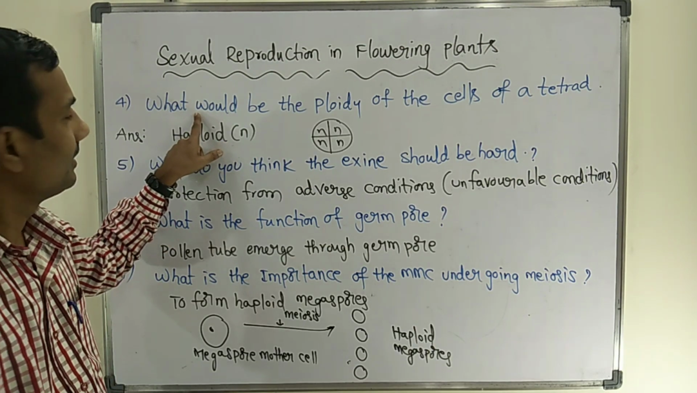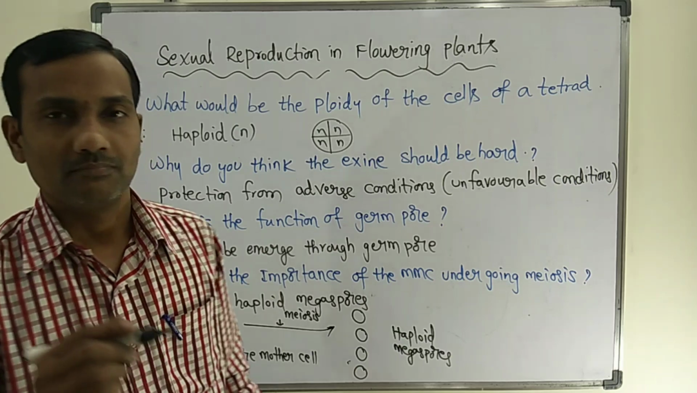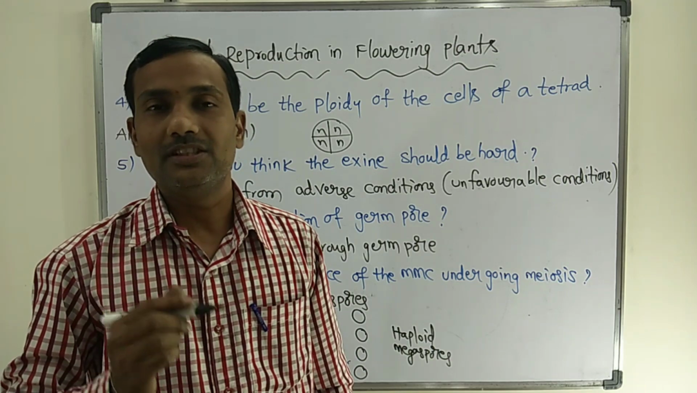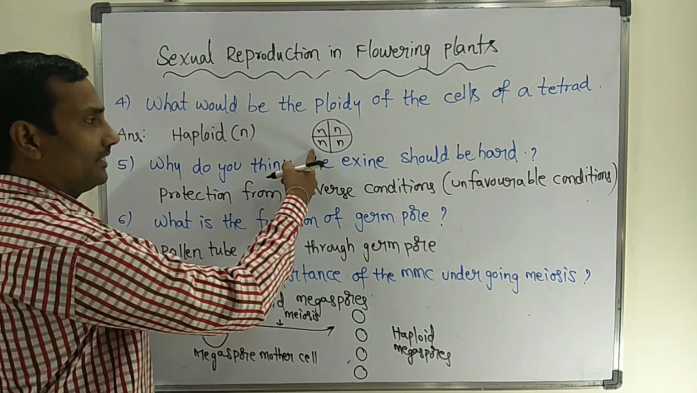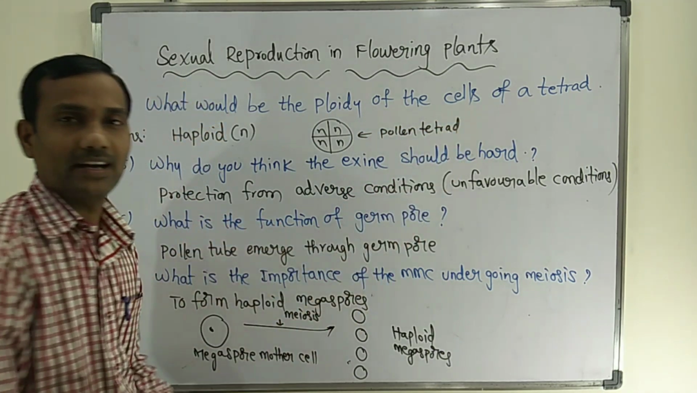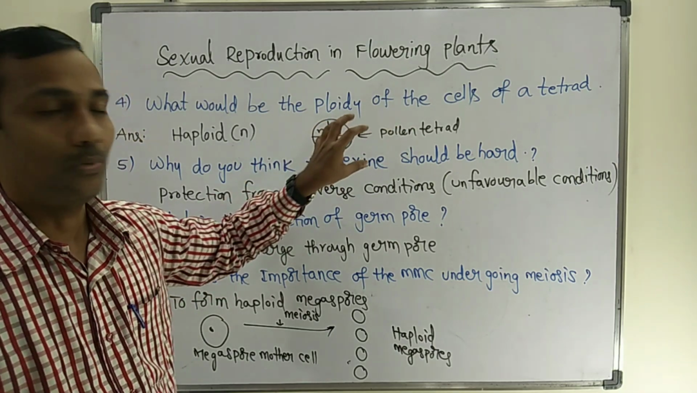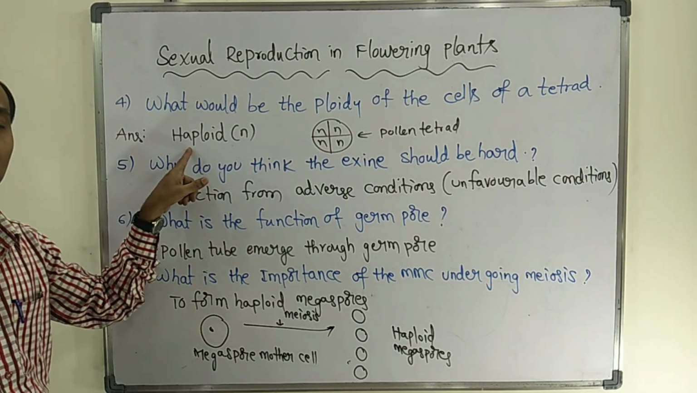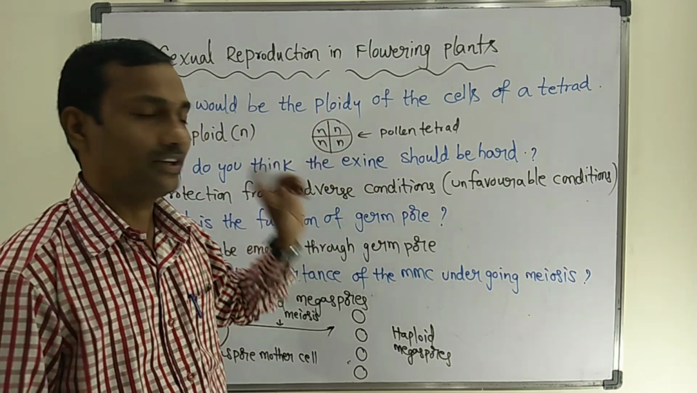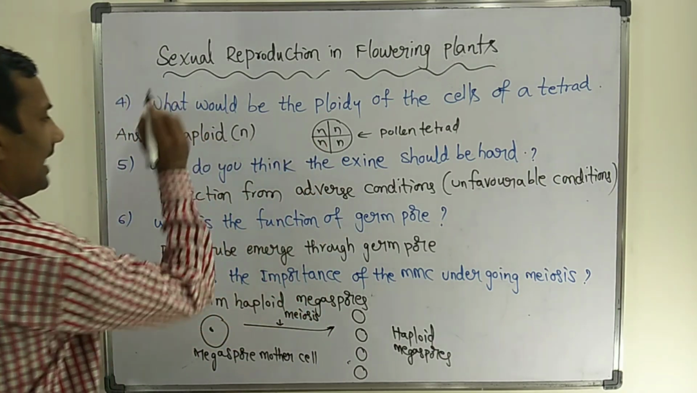Fourth question, what would be the ploidy of the cells of a tetrad? The pollen mother cell undergoes meiosis, or reductional division, to produce a pollen tetrad. This pollen tetrad consists of four cells, but they are asking about the ploidy of the pollen tetrad. The ploidy of the pollen tetrad is haploid. Each pollen tetrad develops four pollen grains.